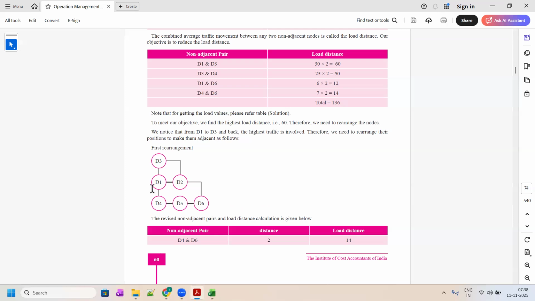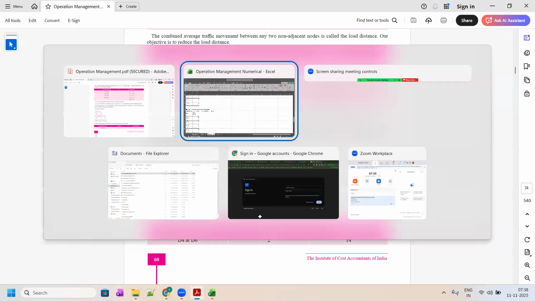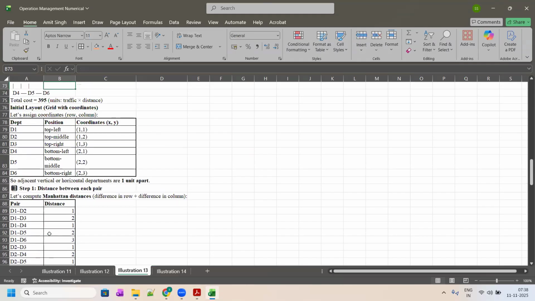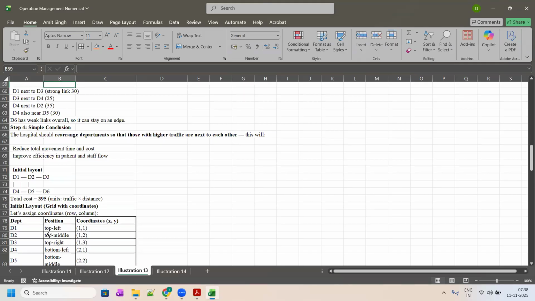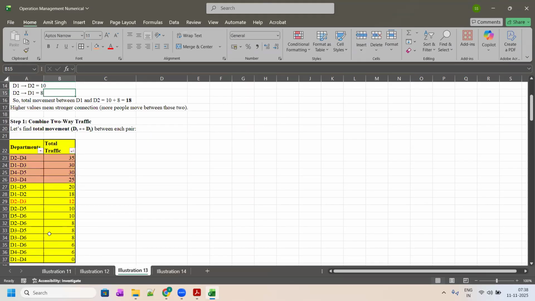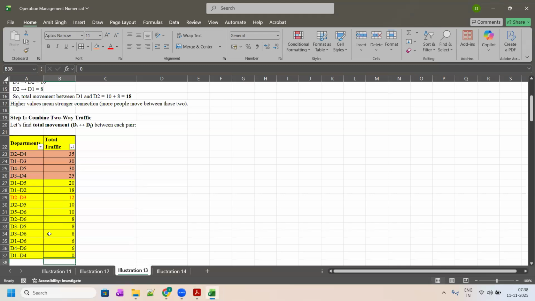This would be how many rows? Three rows and three columns. You can say 1 1, 2 1, 2 2, 3 1, 3 2, 3 3. So we can calculate the distance, and then the traffic data will not change. Okay, the traffic data will be the same only, whatever we have calculated.